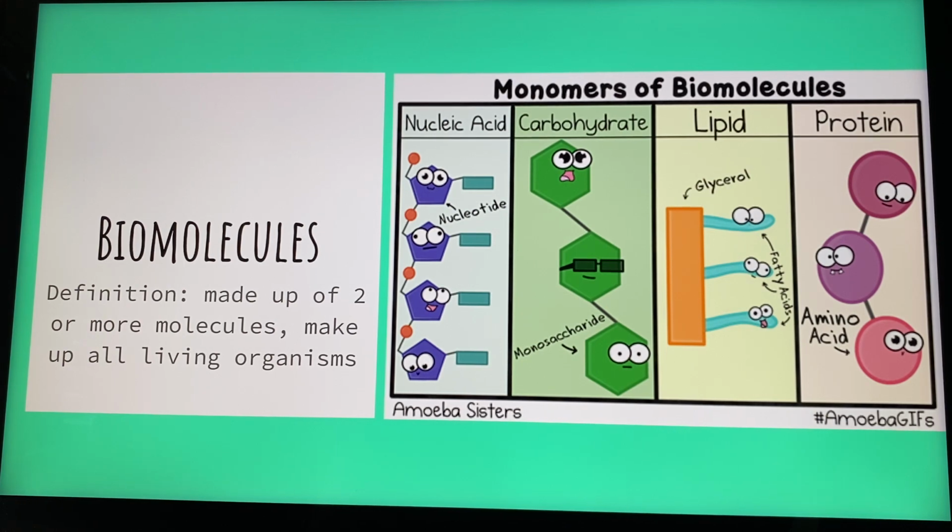The important ones are the nucleic acid, carbohydrate, the lipid, and the protein. So these are the 4 important biomolecules.